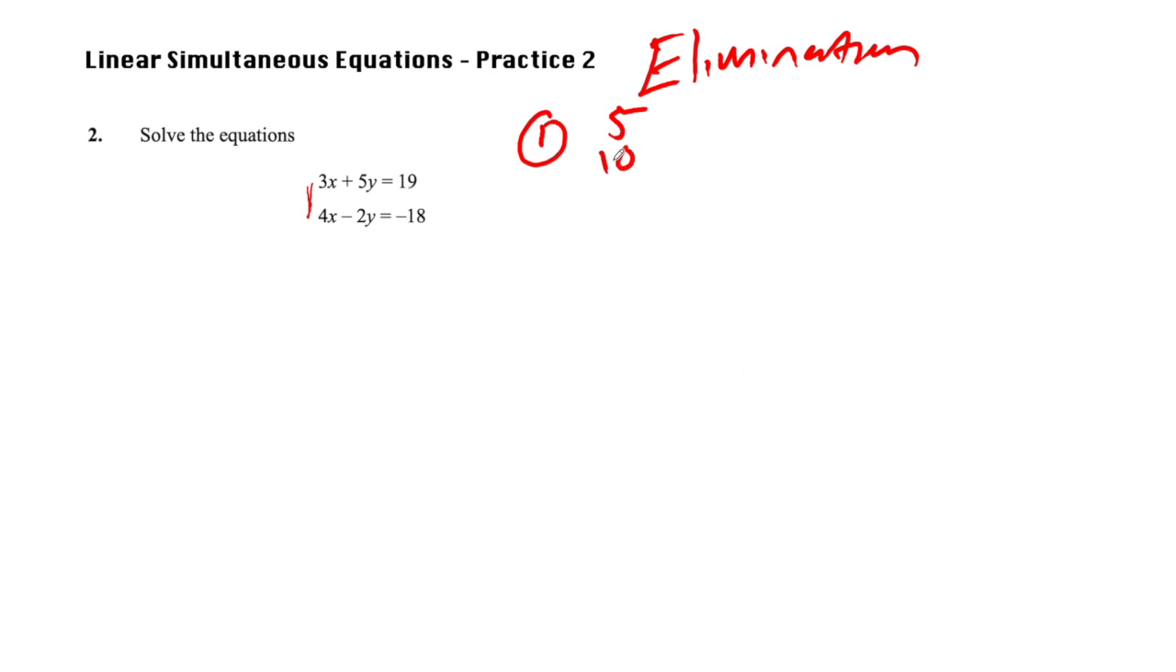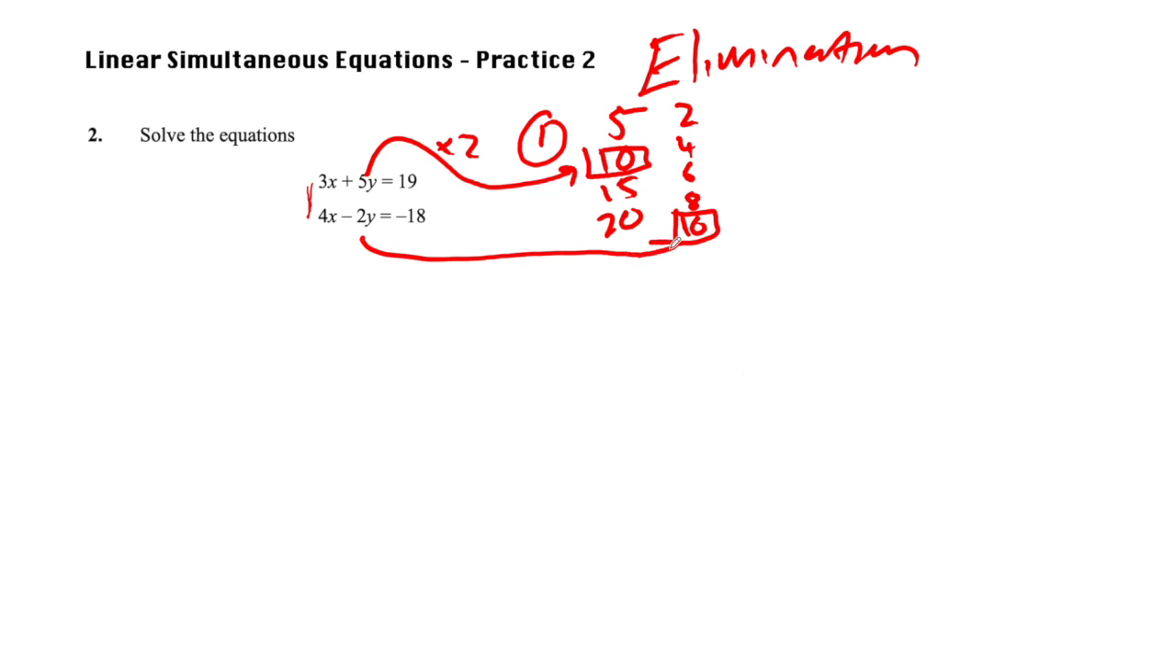So let's write out 5, 10, 15, 20. Now let's do the 2's. 2, 4, 6, 8, 10. Okay, so we've got 10 on both sides. So how many times did we multiply the 5 to get 10? Well, that was times by 2. How many times did we multiply the 2 to get 10? Don't worry that it's a minus. Well, we times that by 5.